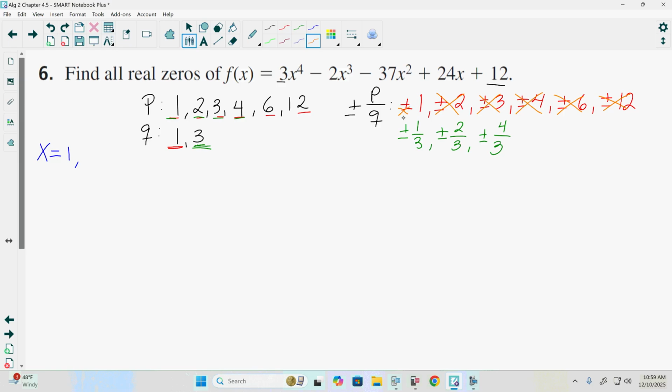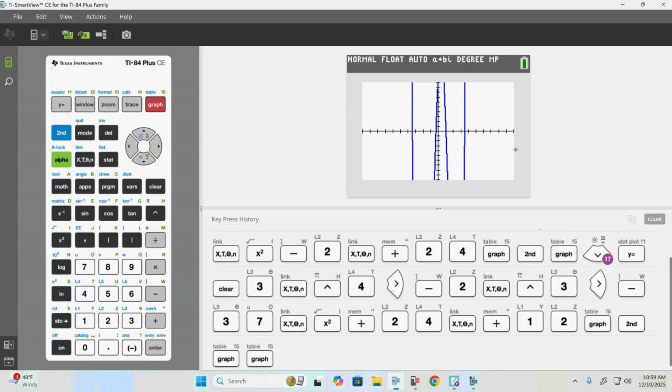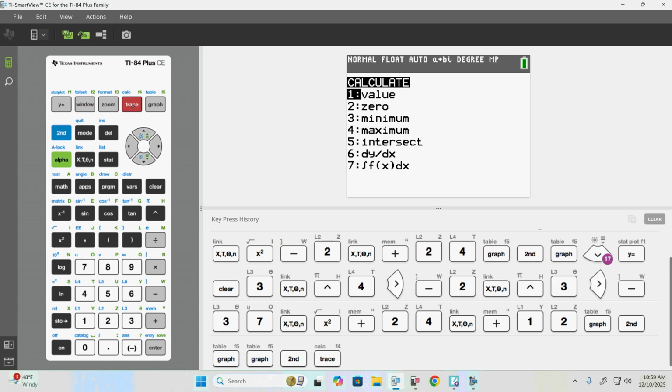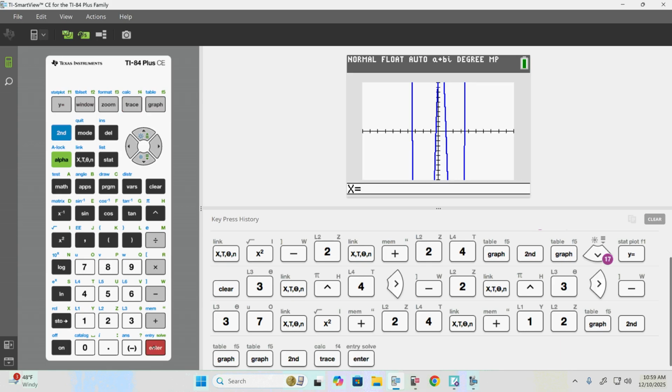And really our negative case is out because positive is the only one that works. So now I only have 6 other options to choose from. 1/3, 2/3, 4/3, they're positive or negative values. We're ready to start checking those. So 2 ways. One is we just use synthetic division until we find one that gets us a remainder of 0. The other is we can go second trace value, second trace enter.